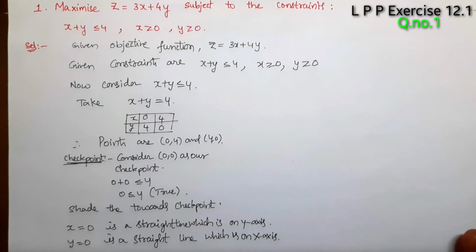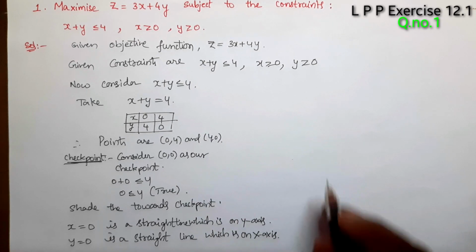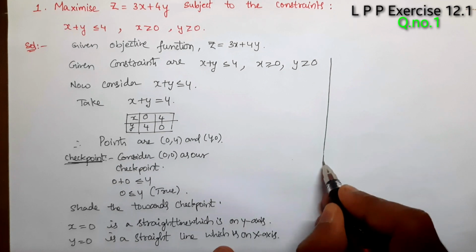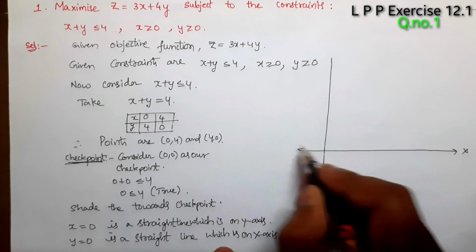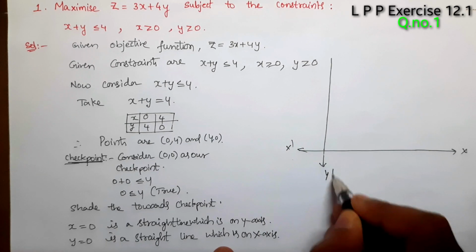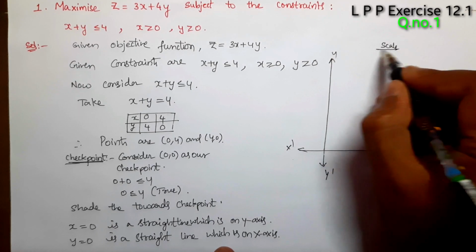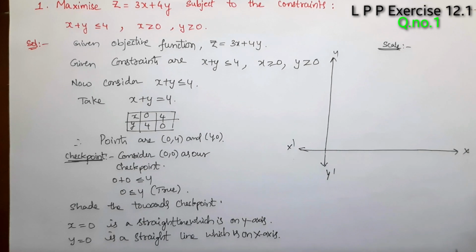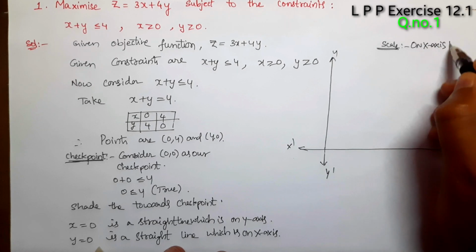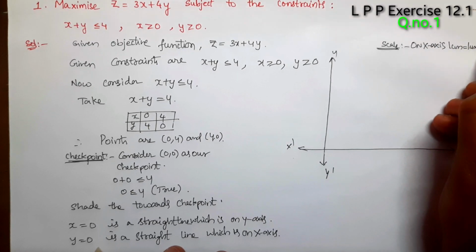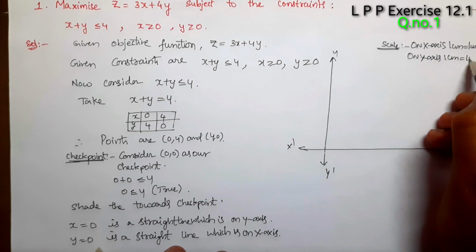After finding points we have to mention them in the graph, so I will draw the graph here. This is the x-axis, positive x-axis and negative x-axis, then negative y-axis and positive y-axis. The scale also we have to consider in the question. Why? Because these are questions for 6 marks, so everything should be perfect. On the x-axis, 1 centimeter equals 1 unit. Similarly, on the y-axis also 1 centimeter equals 1 unit.